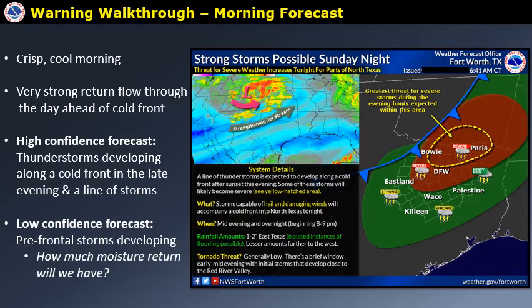So the low confidence portion of the forecast would be, would we see prefrontal storms developing. And that was tied to how much moisture return would make it back northward ahead of the front and the prefrontal trough.